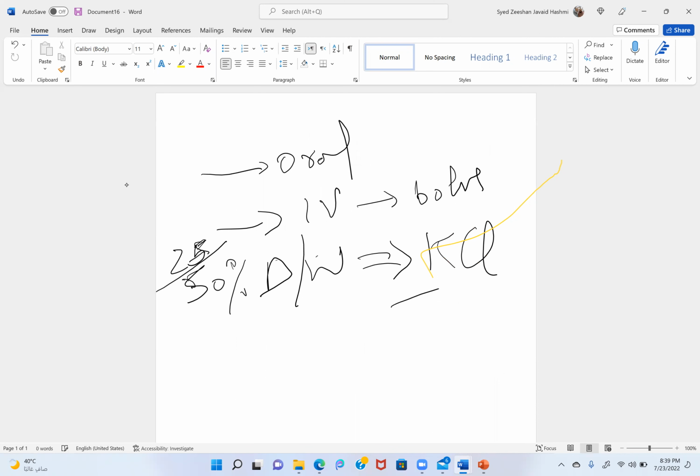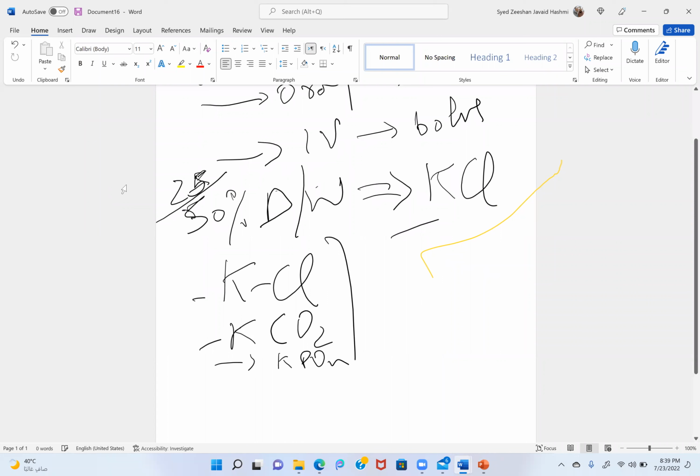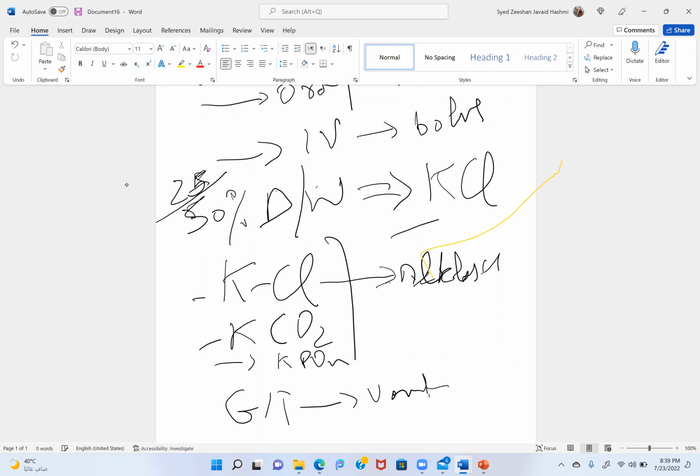Otherwise, you are giving either oral in the form of potassium chloride or potassium carbonate or potassium phosphate. These are the three usual preparations. Chloride you will be giving when there is alkalosis, especially when there is an increased GIT loss in the form of vomiting, or diarrhea. Actually, sorry, in vomiting there will be alkalosis, and in diarrhea there will be acidosis.